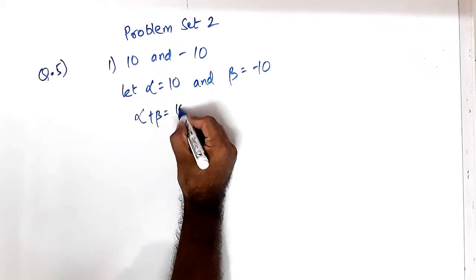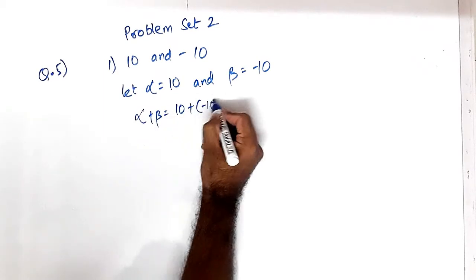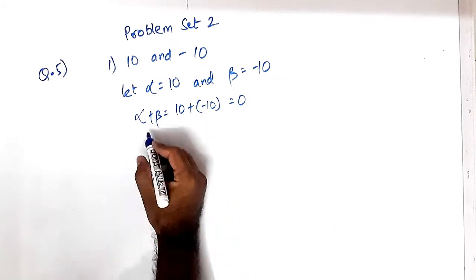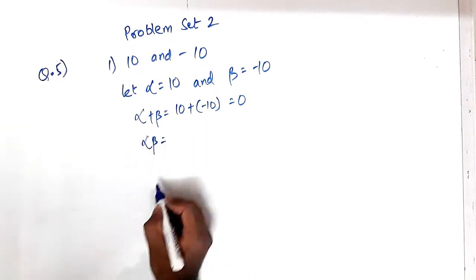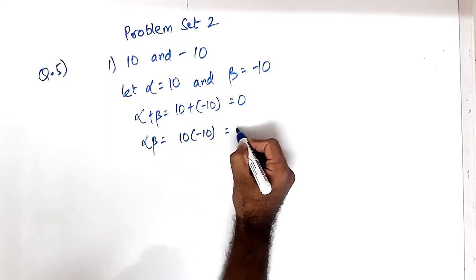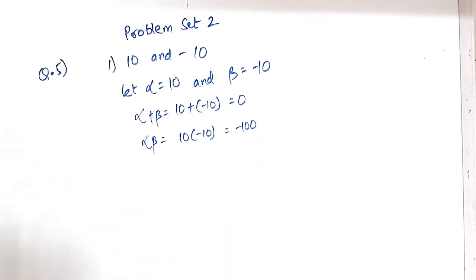Alpha plus beta is 10 plus minus 10, so that is equal to 0. Let us find the product. Alpha into beta is 10 into minus 10, so this will become minus 100. Why are we doing this? Because we want to frame the equation.